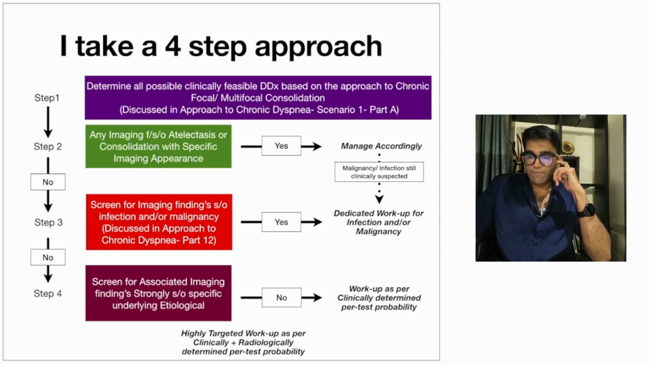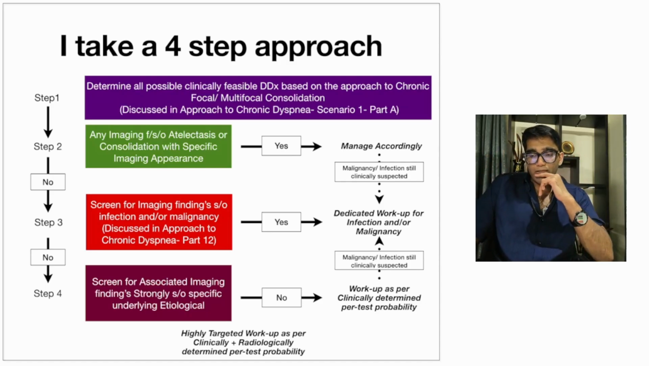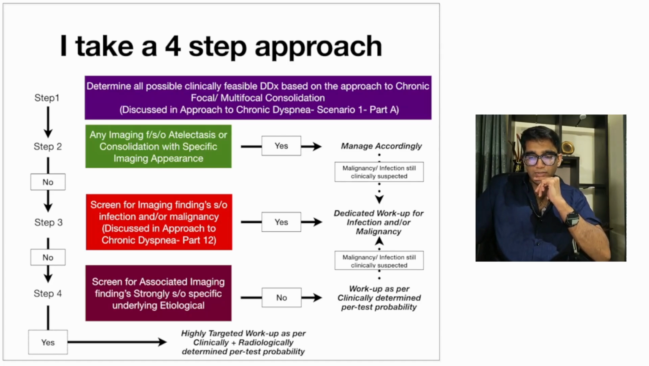And if again you are suspecting infection or malignancy, be very, very careful to rule out infection and malignancy. Now, provided that all of this has happened, so this is a pretty big if clinically, you can move ahead and look for other findings in imaging. In this situation, we do a highly targeted workup as per clinical and radiological pretest probability. I have discussed how to assess the clinical pretest probability in this particular situation. Now today I'll discuss how to assess the radiological pretest probability.